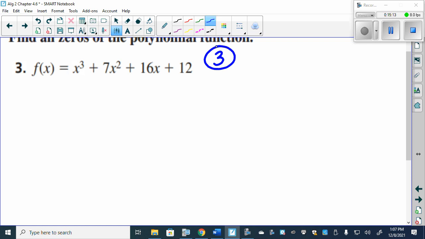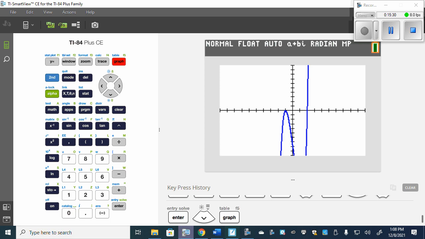We need at least 1. Because if we have 1, we can take it from a degree 3 to a degree 2. If we have 2, that'd be even better. And if we had all 3, that would be the best outcome. So let's go on and plug it into the graphing calculator and see how many zeros it gives us.